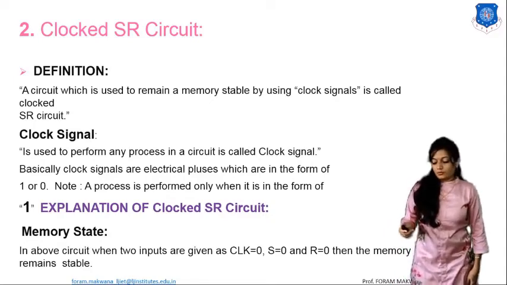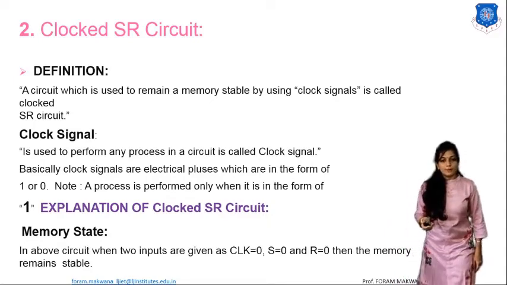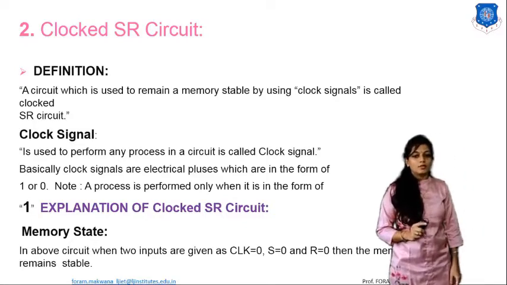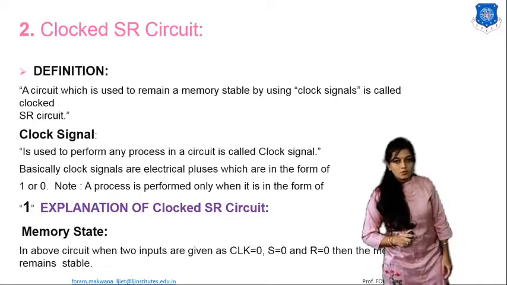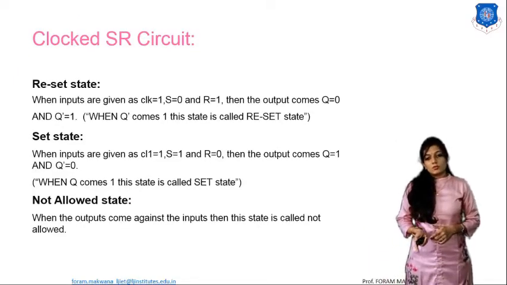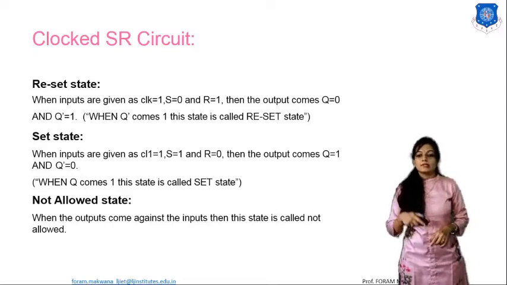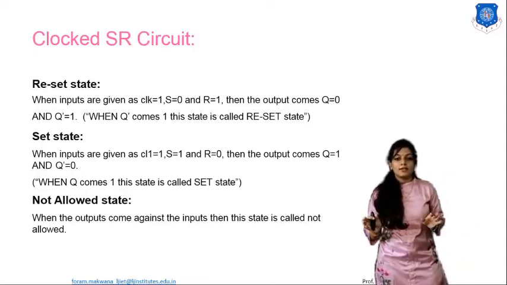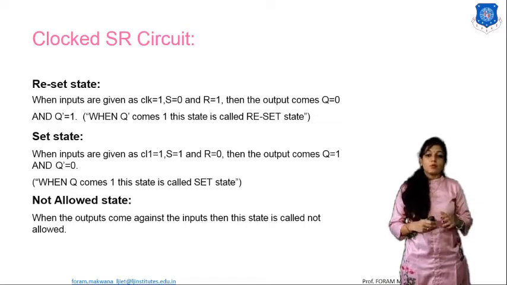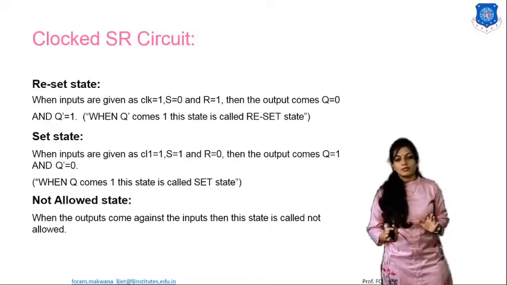Now we are going to apply the clock signal to the SR circuit that we have already discussed. Okay? So what will happen? When the clock is applied, if it is 0, my circuit will act as the SR circuit that we have discussed. But what will happen if the clock is equal to 1?